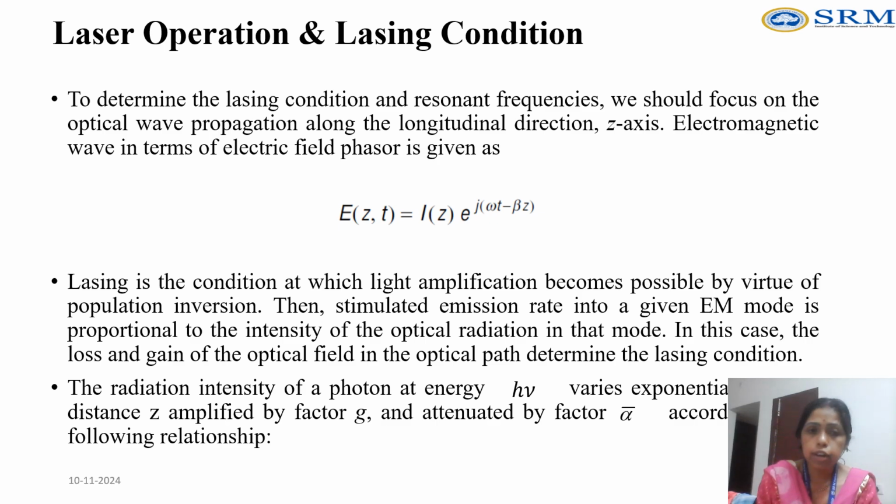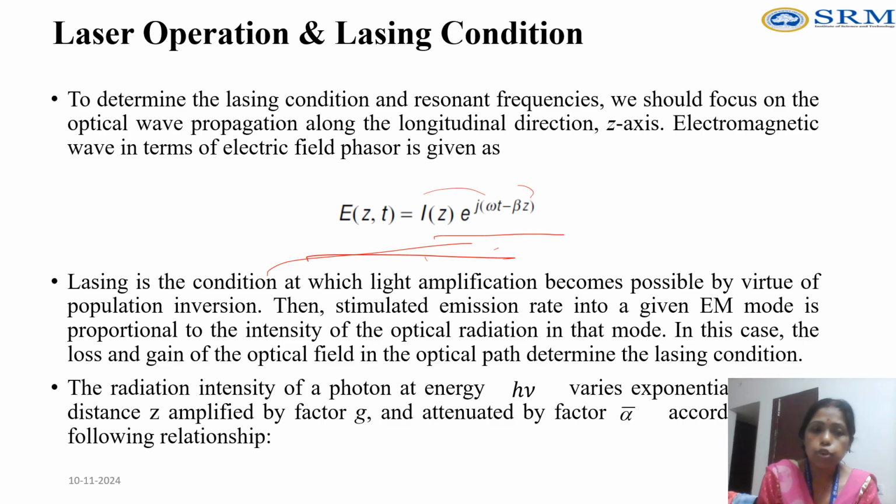Here you can see one equation: E(z,t) = E0 e^(j(omega t - beta z)). The photons correspond to their own electromagnetic wave. If you want to represent the equation for the photon, you can represent it this way, where the photon is propagating with respect to time as well as with respect to distance.